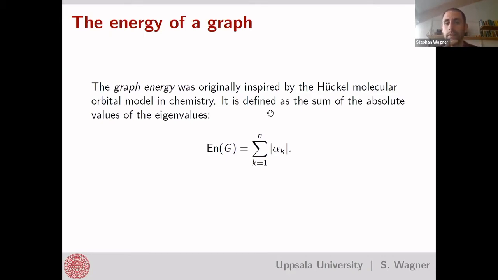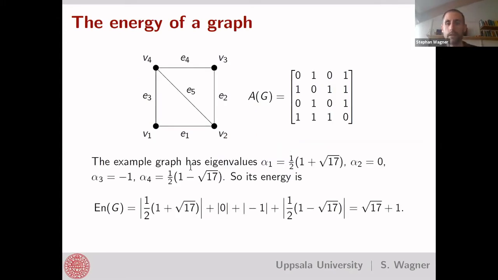Now, how would we interpret that? We know that the sum of the eigenvalues is 0. So on average, eigenvalues are 0. And the absolute value therefore tells us how much the eigenvalues deviate from the mean. And this is, in some sense, a total summed deviation from the mean. Let's look at an example, the example from before, where we have already calculated the spectrum. We know these are the eigenvalues. So for the energy, we just sum the absolute values and we get something. So the energy of this graph would be square root of 17 plus 1, which is the sum of the absolute values.